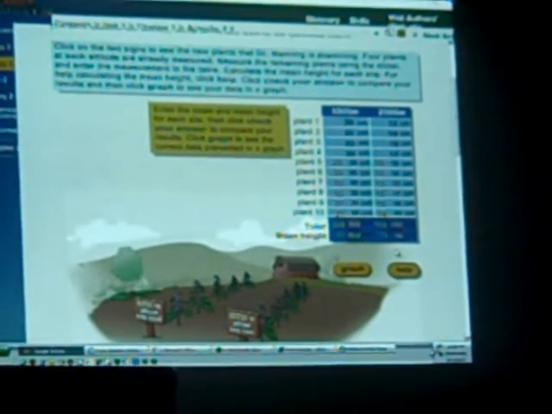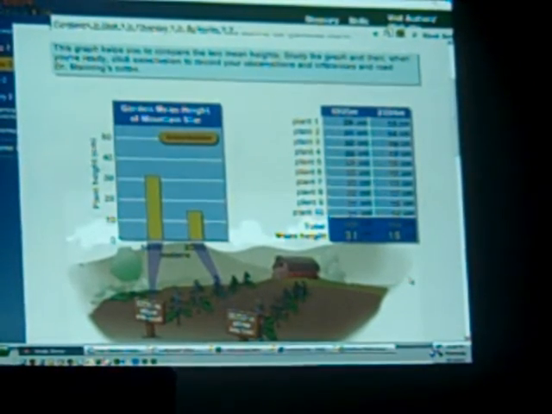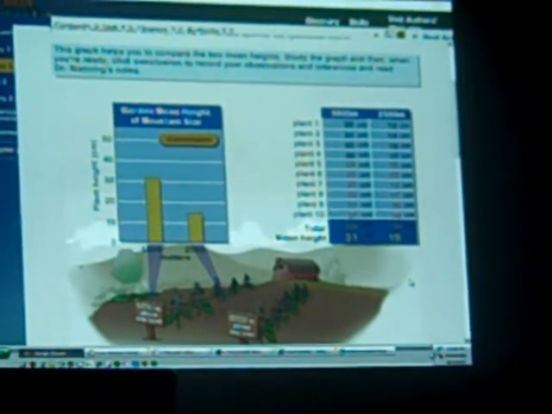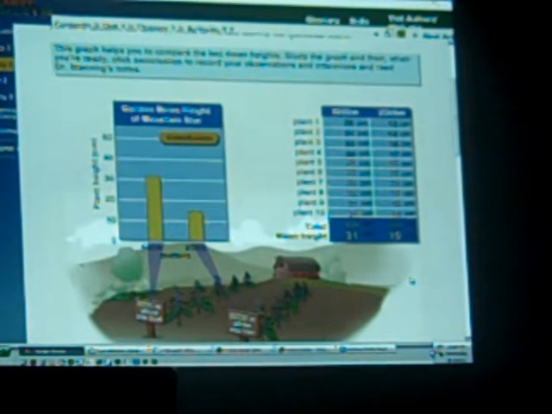All right. So let's look at the graph. So it still looks like we have a clear difference. The 1,000-meter ones are 3 times taller than the 2,000-meter ones.